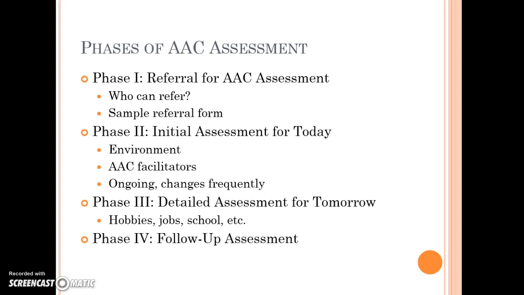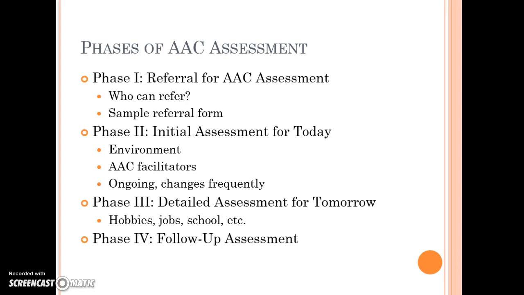There are 4 phases of an AAC assessment when considering the participation model. The first one is the referral for assessment. Referrals can come from anybody. It can come from another SLP, it can come from parents, it can come from teachers or OTs or doctors. Basically, anybody who knows an individual with a communication impairment can refer them for an AAC assessment.